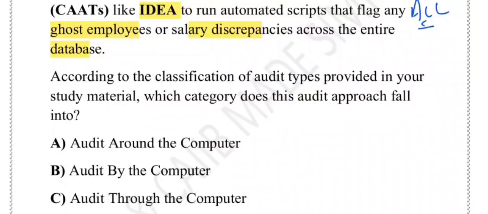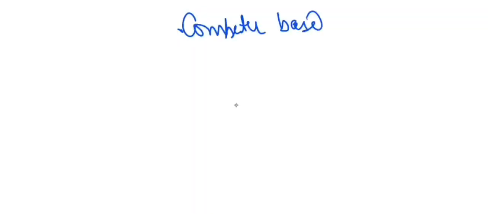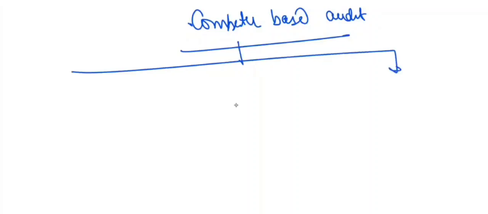Very good question. So basically, there are three kinds of computer-based audit, and that is what I'm going to tell you here. So we are talking about computer-based audit, the different types of computer-based audit. That is our point of discussion here. Let's have a look. On one side we have audit around the computer. In the middle we have audit through the computer, and audit by the computer.